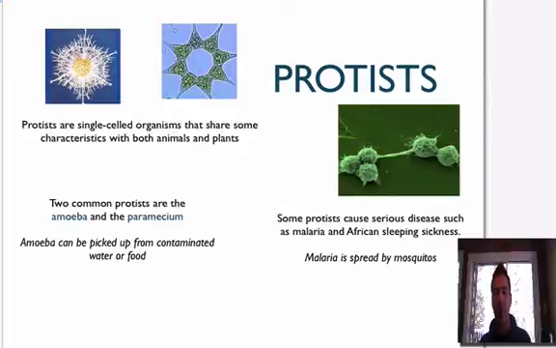The third that we're going to discuss are protists. And protists are single-celled organisms that share some characteristics with both animals and plants. Okay, so there's two protists that are common. Okay, the amoeba and also the paramecium. Okay, so the amoeba can be picked up from contaminated water or food. So that's where we're going to find these protists.